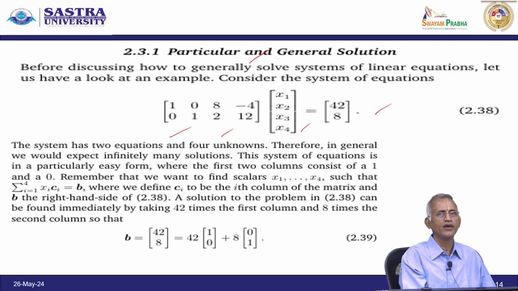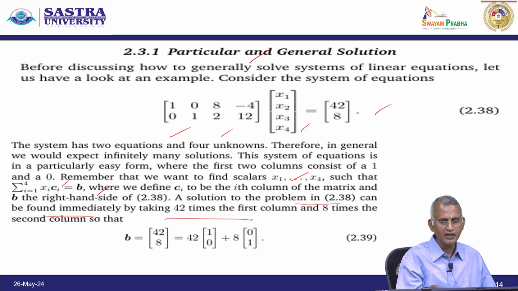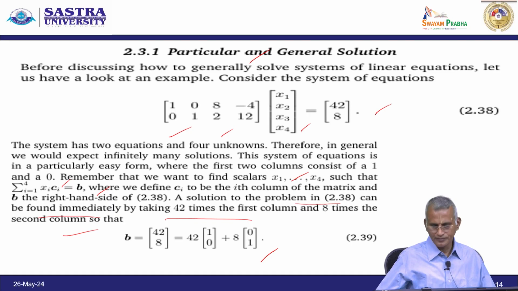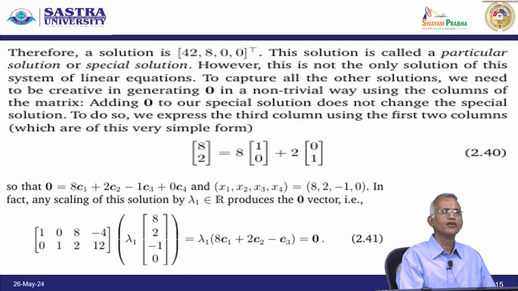Remember that we want to find scalars x1, x2, x3, x4 such that the summation of this is equal to b, where we define Ci to be the ith column of the matrix and b to be the right hand side of this. A solution to the problem can be found immediately by taking 42 times the first column and 8 times the second column, so that b equals 42 into (1, 0) plus 8 into (0, 1). Therefore, a solution is (42, 8, 0, 0).